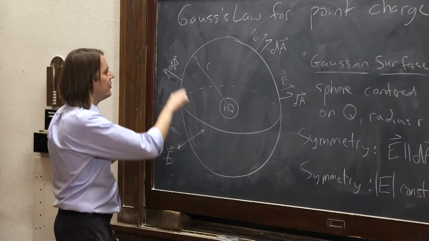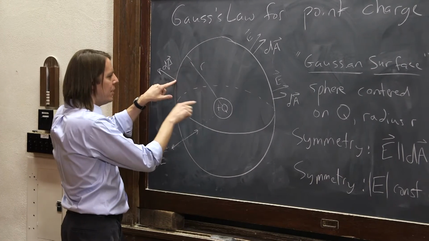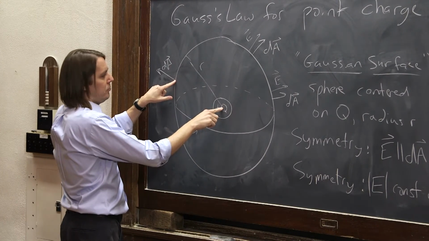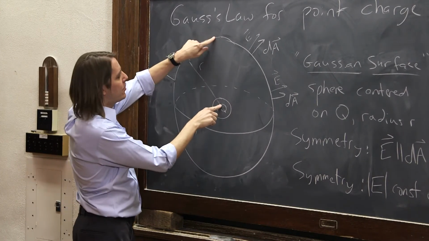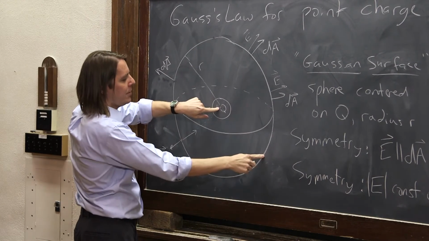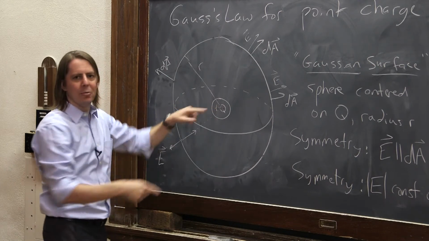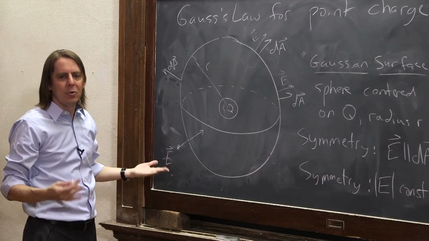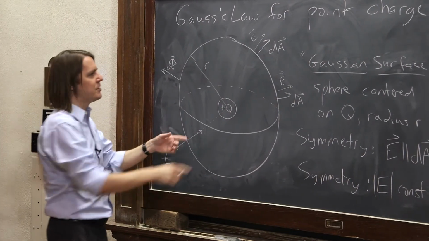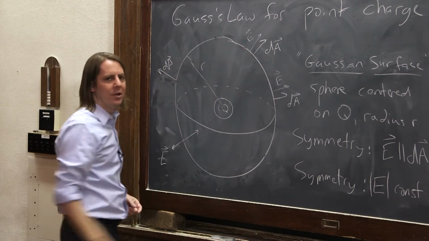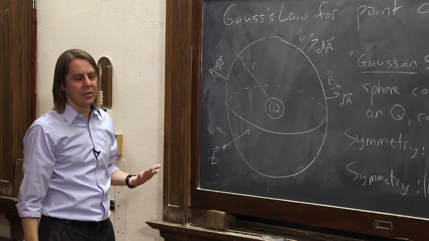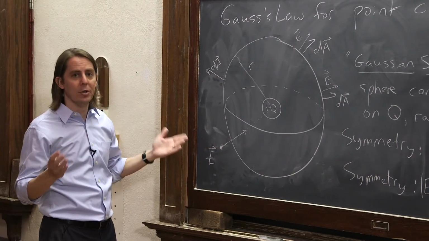And why? Because anywhere you go on the surface, if you're right here, you're a distance r from the charge. So you're going to have some E field. If you're right here, you're a distance r from the charge. If you're right here, you're a distance r from the charge. Anywhere you go physically is no different from any other place you go. So there's no reason that the E field would change. There's nothing special about this place relative to this place. They're all the same place. So the E field has to be the same everywhere you go.